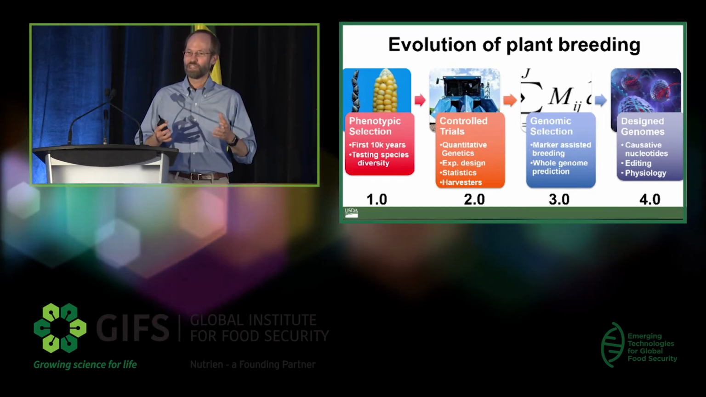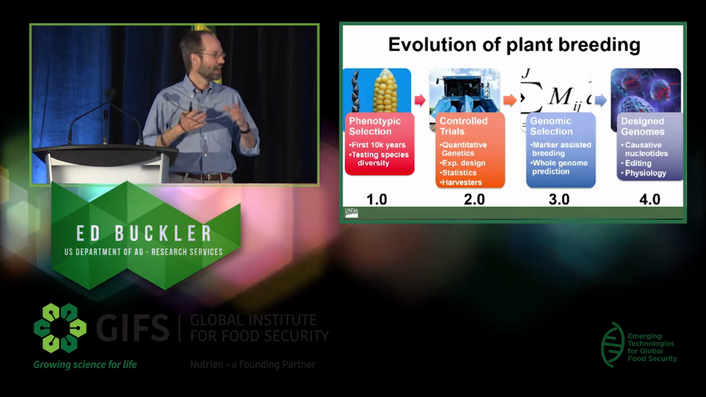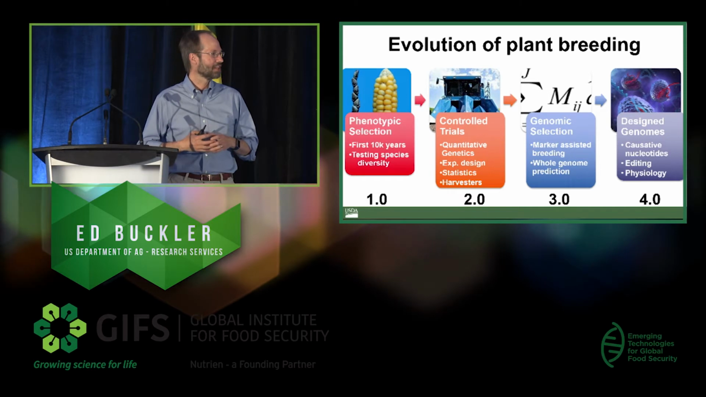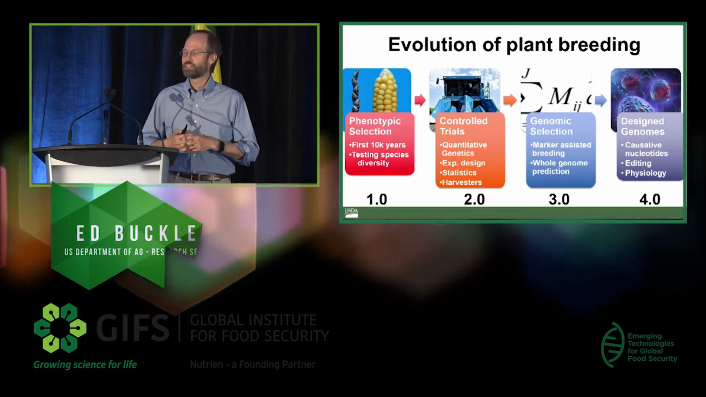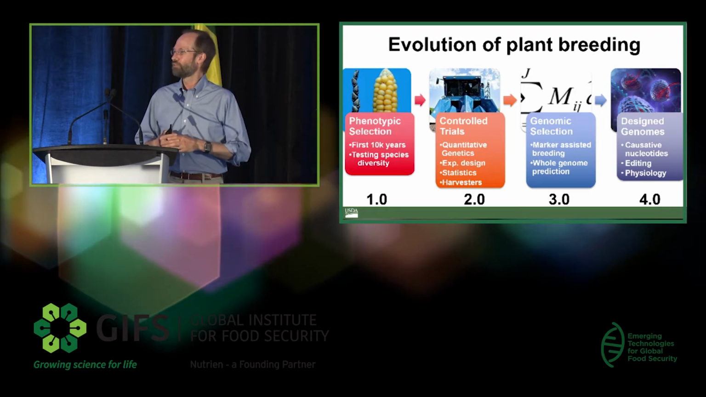And so when I think about plant breeding, I really always start thinking about where did we come from? Have we built upon the right set of decisions? What were the historical contingencies out there? And so I think we're now entering what I would call breeding 4.0.